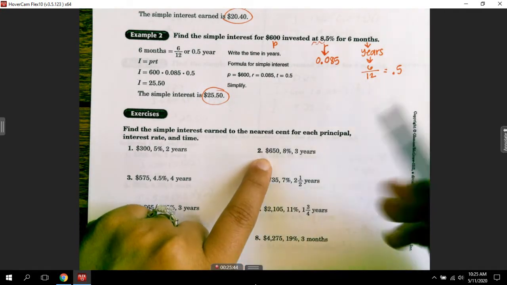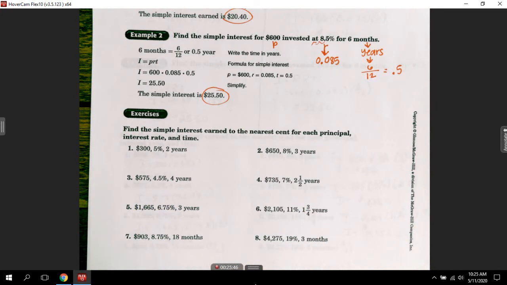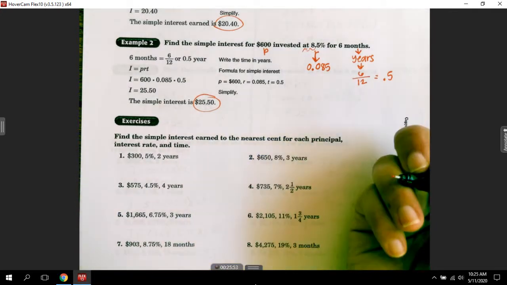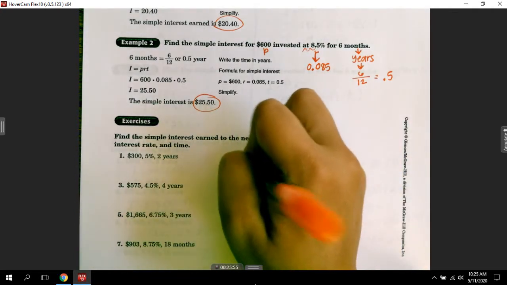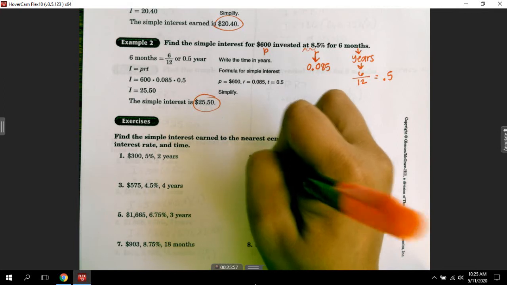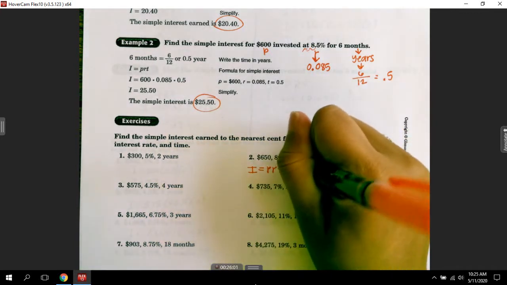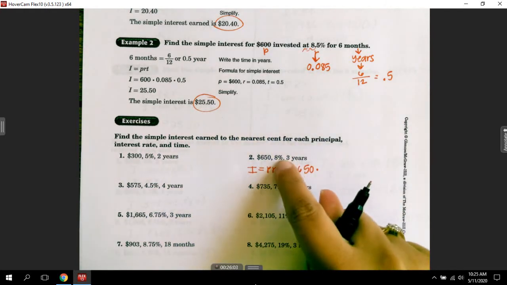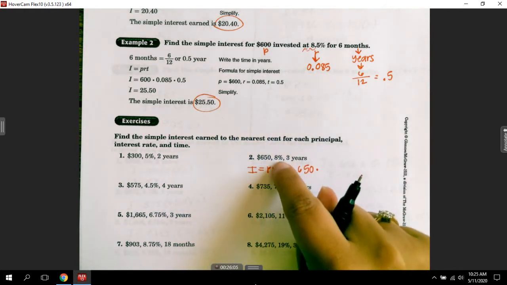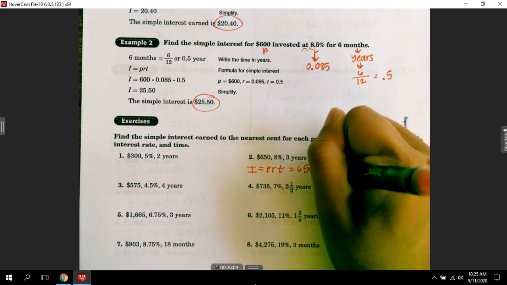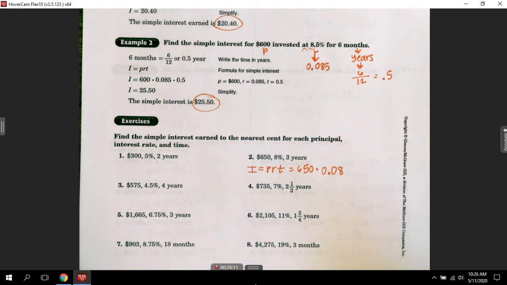So $650. In this case, it's not a word problem, so it's just giving it to you in principal, rate, and time. So you're just multiplying all three of these together, but you're going to have to change them. So I equals PRT. P is 650. R is 8%. Remember, you have to change that to a decimal, so that's going to become 0.08. You're moving it 2 places to the left.